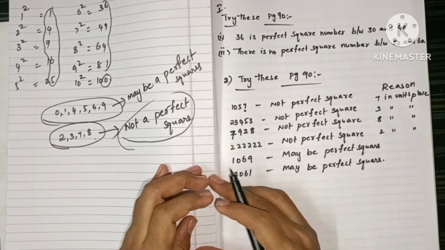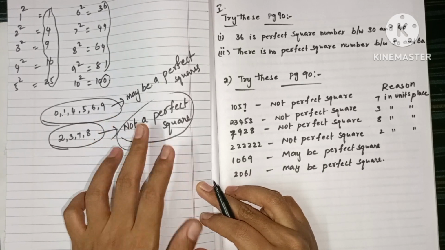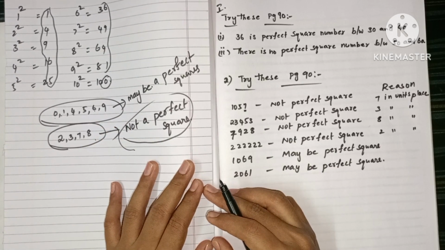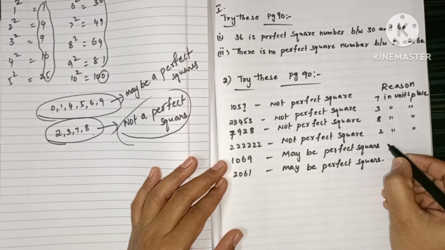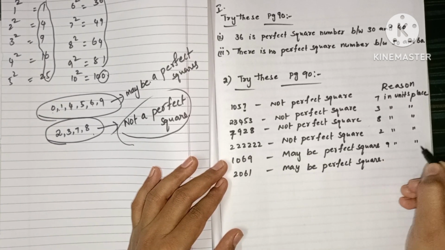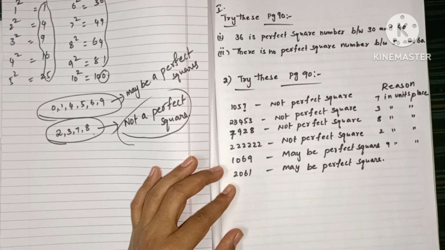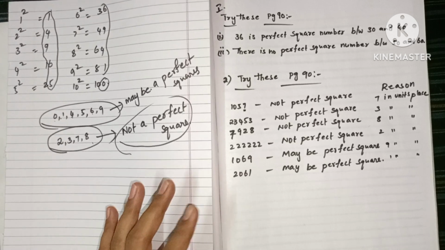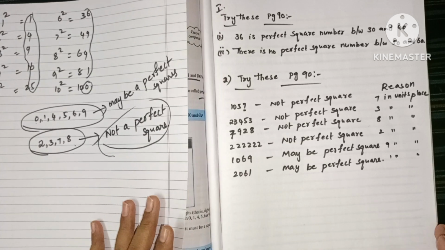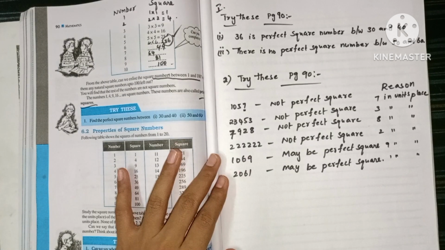9, if 9 is there in the units place, it may be a perfect square, right? It may be, we cannot tell surely. So 9 in the units place. 1 is there, it may be a perfect square. So the reason is 1 in the units place. So like this you can write, students.